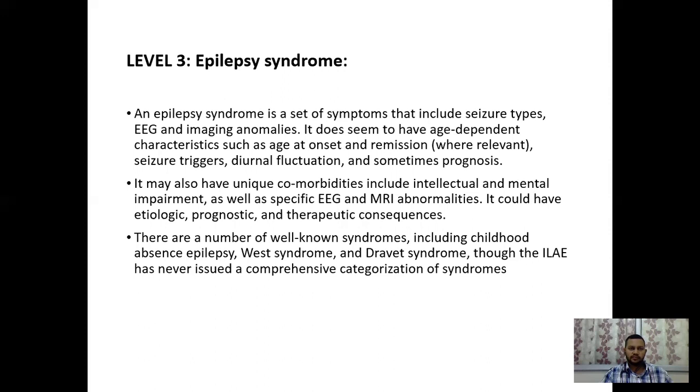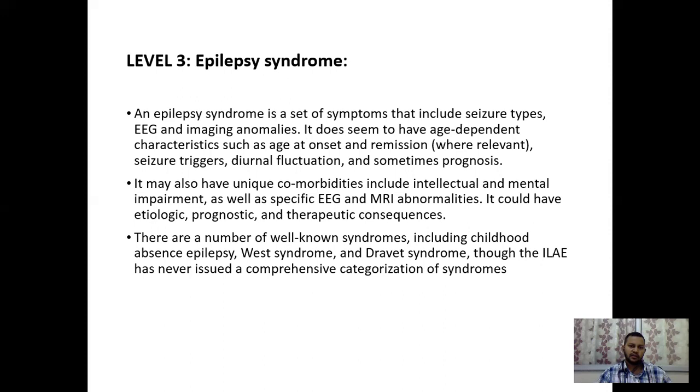Now, epilepsy syndrome. An epilepsy syndrome is a set of features that include seizure types, EEG and imaging findings. It also has dependent characteristics such as age at onset and remission, seizure triggers, diurnal variation and sometimes prognosis. It may also have unique comorbidities, including intellectual and psychiatric impairment, as well as specific EEG and MRI abnormalities. It could have etiologic, prognostic and therapeutic considerations.